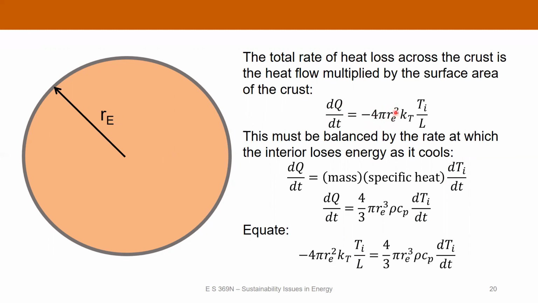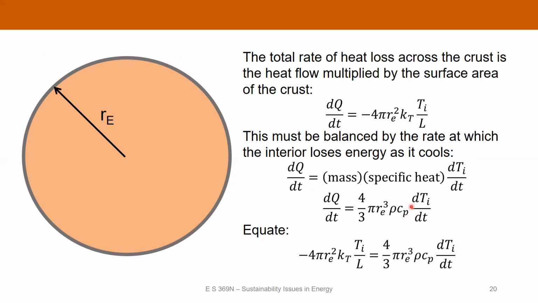This is the surface area of the crust, and then this is the heat flow over here. So this rate of heat loss has to be balanced by the rate at which the interior of the Earth is losing energy as it cools. And so that's going to be mass of the Earth times the specific heat of the Earth, again, times this change in temperature with time. And so the mass of the Earth is simply going to be the volume of the Earth multiplied by its density, and then we'll just call this the specific heat.